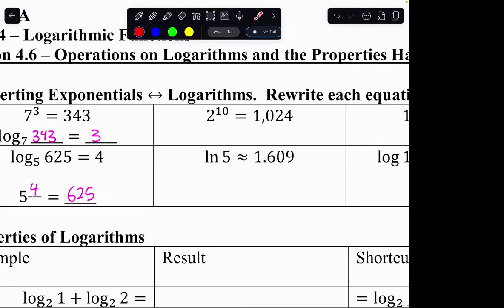You can't type it in directly. So to type in log base 7 of 343, log 343.